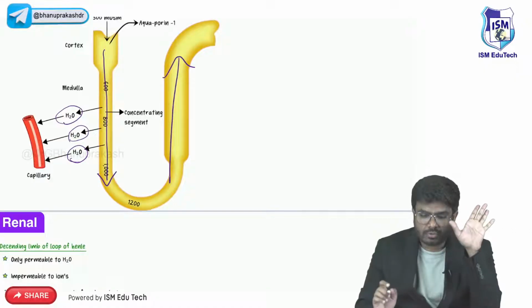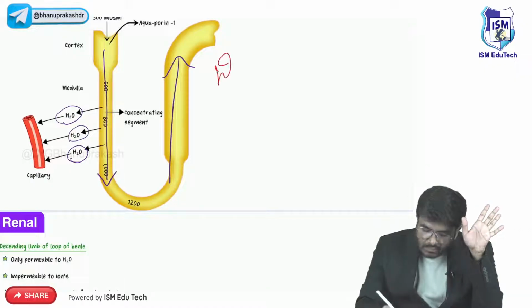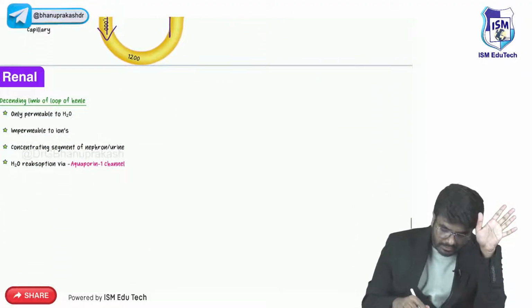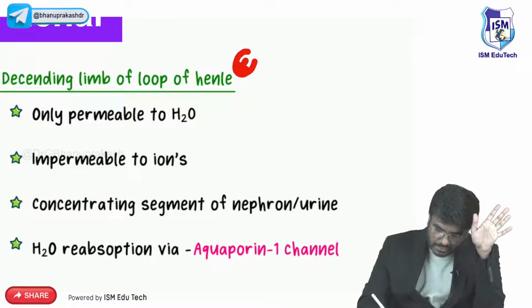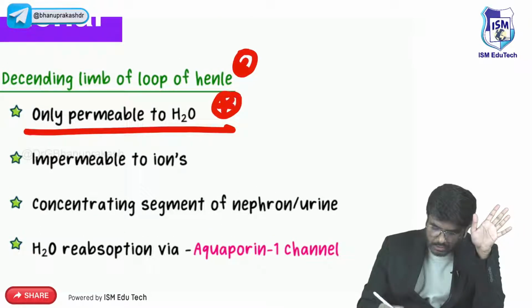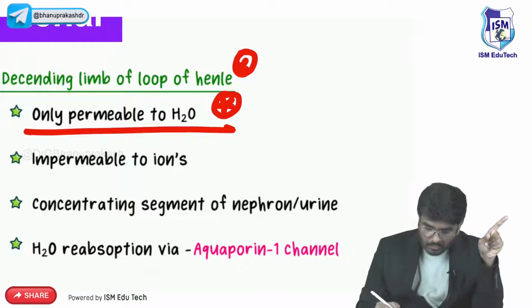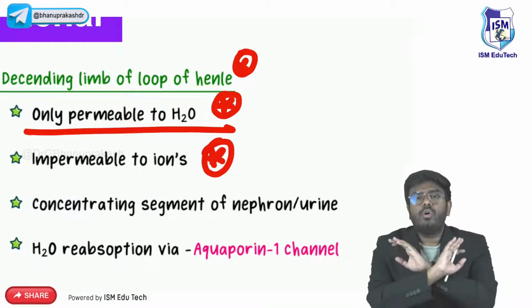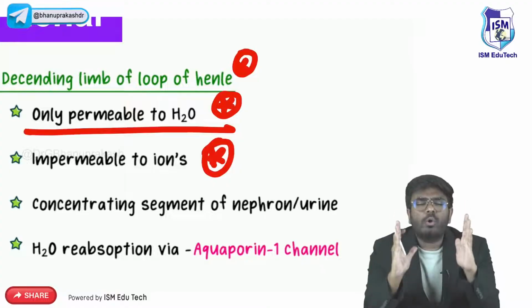Water reabsorption happens. So remember, the descending limb of loop of Henle is permeable only to water. Okay, anyway, I have written over here: the descending limb of loop of Henle is only permeable to water. In the descending limb of loop of Henle, no ions are reabsorbed. Only water is reabsorbed.